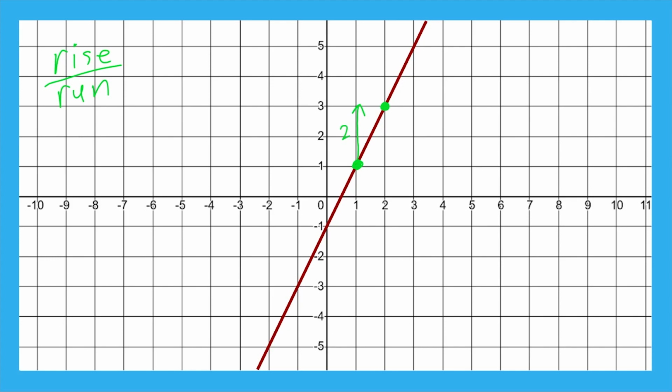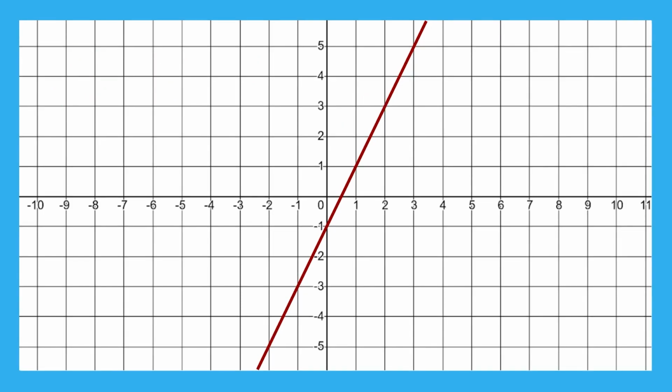And what about the run? When we say run, we just mean the same as rise, but sideways. So from left to right, it runs only 1 unit. So then the rise is 2 and the run is 1, giving us the fraction 2 over 1, which is just 2. So the slope of this line is 2.